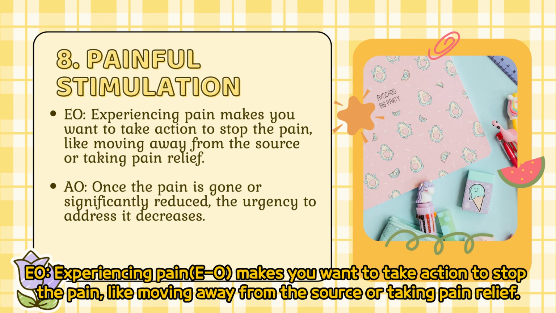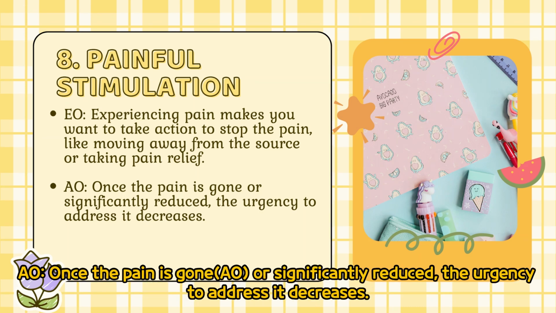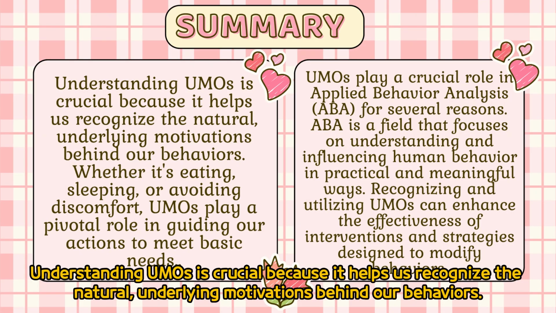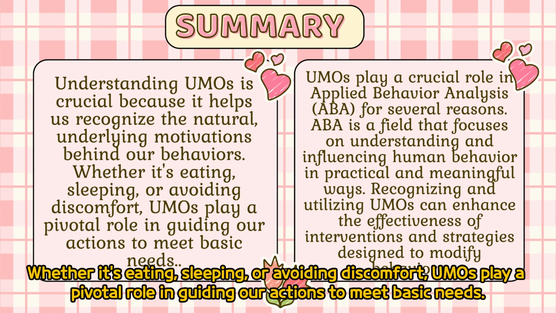Experiencing pain, EO, makes you want to take action to stop the pain, like moving away from the source or taking pain relief. Once the pain is gone, AO, or significantly reduced, the urgency to address it decreases. Understanding UMOs is crucial because it helps us recognize the natural, underlying motivations behind our behaviors. Whether it's eating, sleeping, or avoiding discomfort, UMOs play a pivotal role in guiding our actions to meet basic needs.